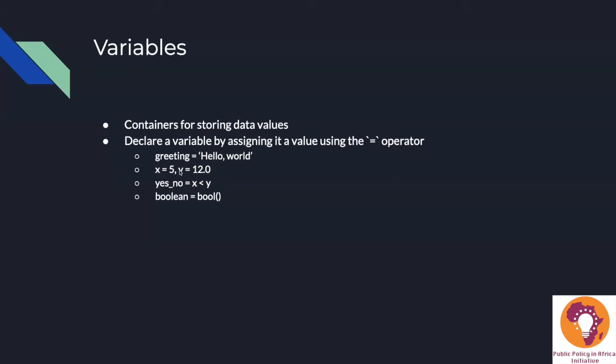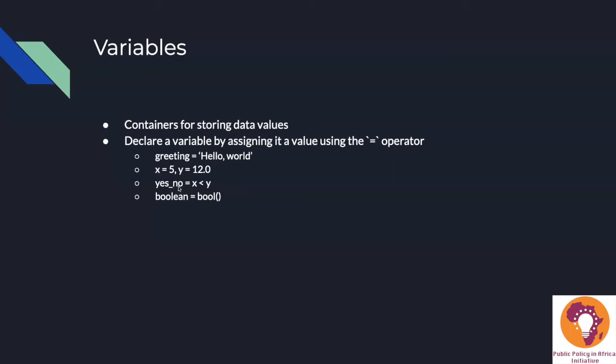You could also assign multiple variables to the same value. If we had x equals y equals 5, that would assign x and y both the value 5, and then they're equal to each other. They're the same object in memory. We'll talk about that in a little bit.